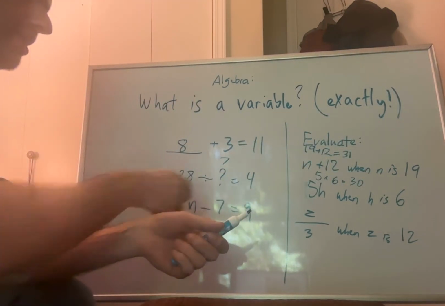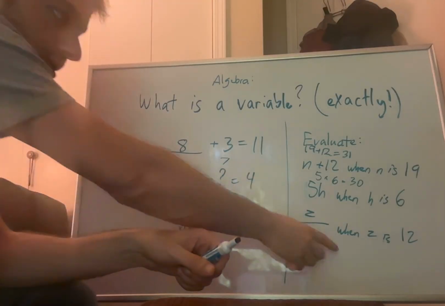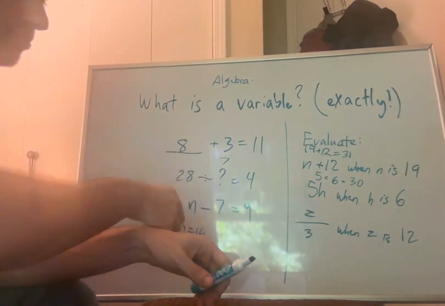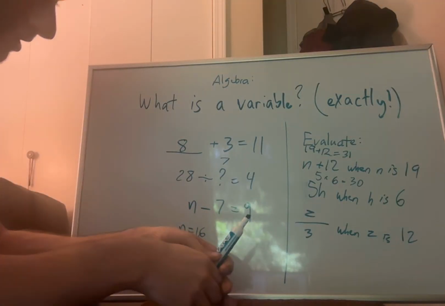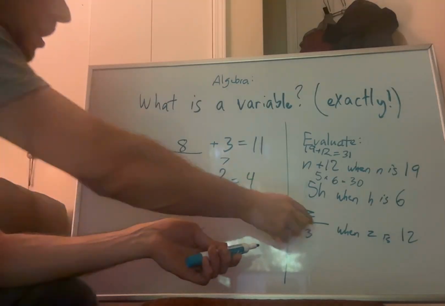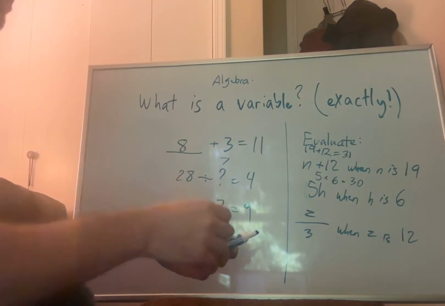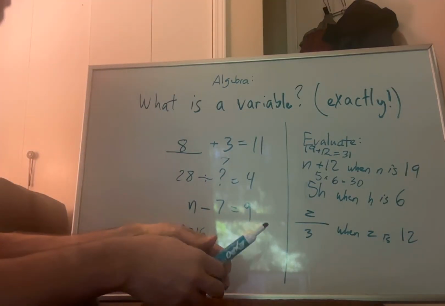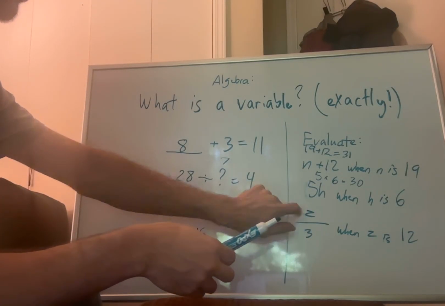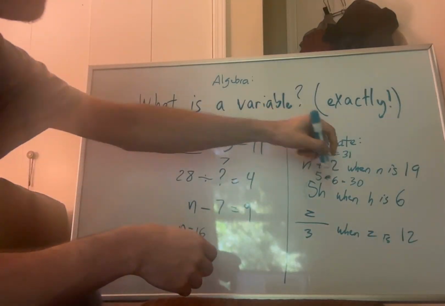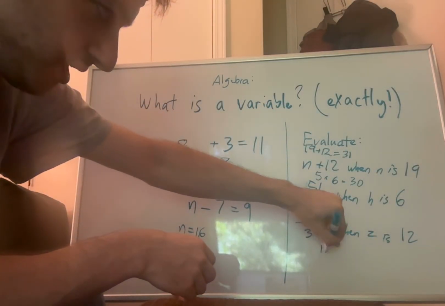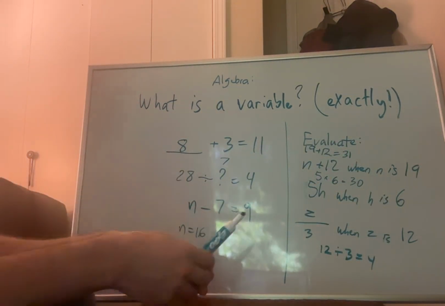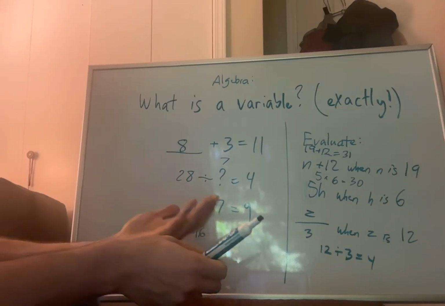And the last one we have here is z over 3 when z is 12. Now in this case, you may only be familiar with this in the context of a fraction, and that's okay. All we mean in this case is divided by. This is often what mathematicians use instead of writing out the division sign. So we just replace our variable z with our value 12, and we get 12 divided by 3 equals 4. So variables are just essentially numbers.